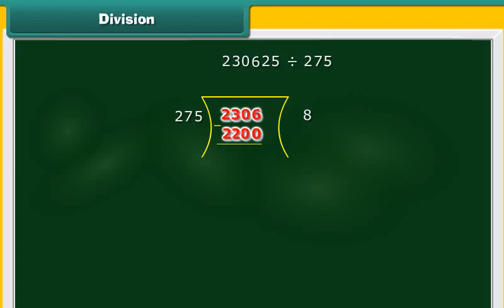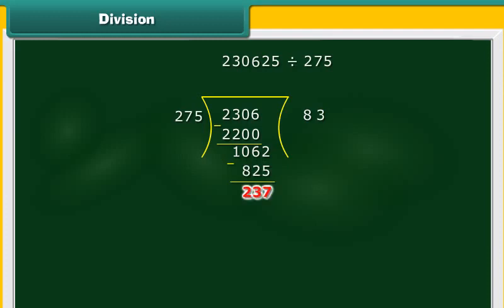Subtract and write the difference 106 below. Bring 2 down. The new number formed is 1062. It holds 3 times 275, that is 825. Subtract and write the difference 237 below. Bring 5 down. The new number formed is 2375. It holds 6 times 275, that is 1650.